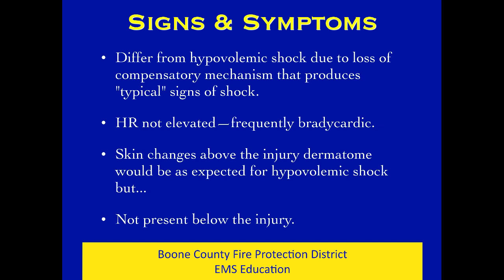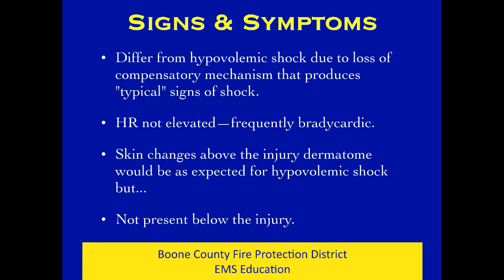So the heart rate will not be elevated and frequently will actually be bradycardic in the 40s and 50s when you were thinking that a patient with no radial pulse in a trauma should have a heart rate of 130 or 140. It turns out his heart rate's half of that or less, in the 50s. And so that number should stand out to you and should clue you in to say, I wonder if this is neurogenic shock as well.